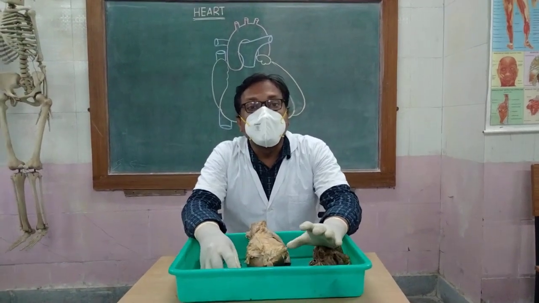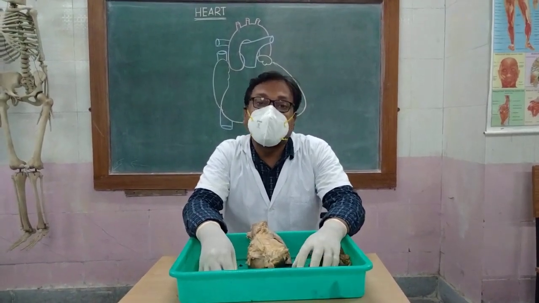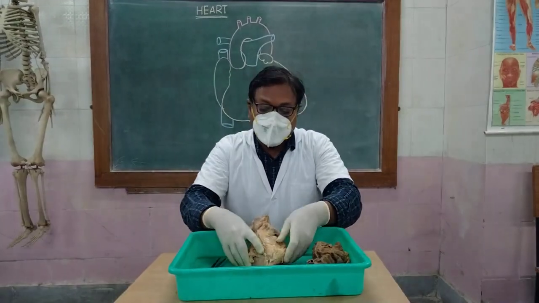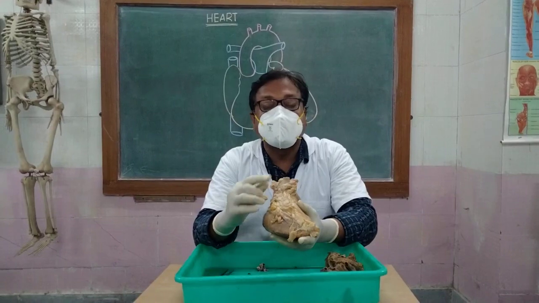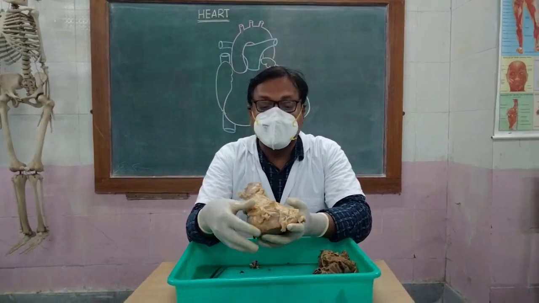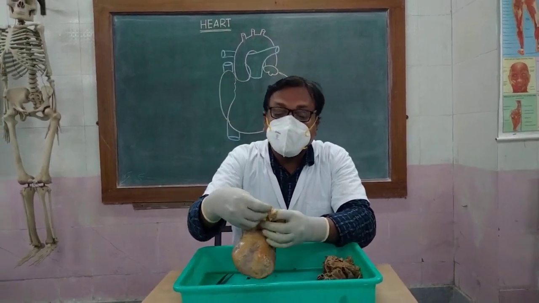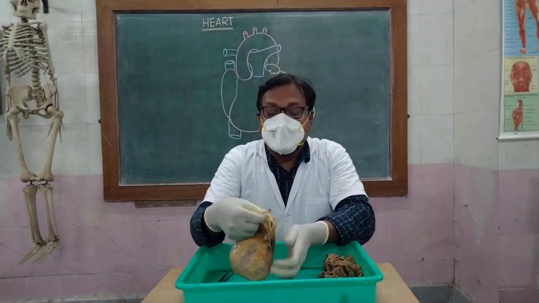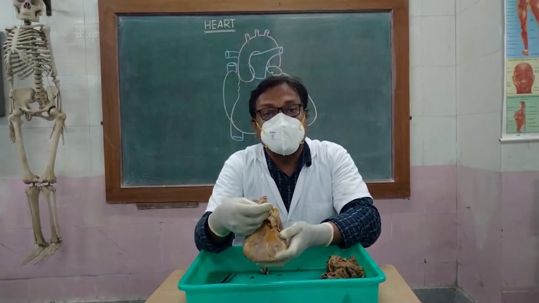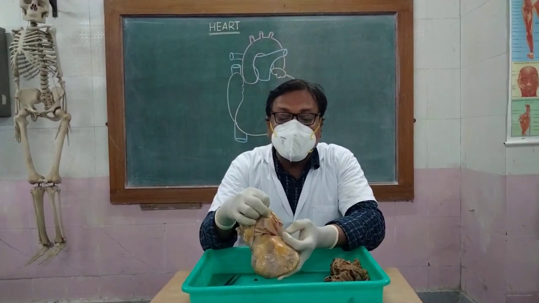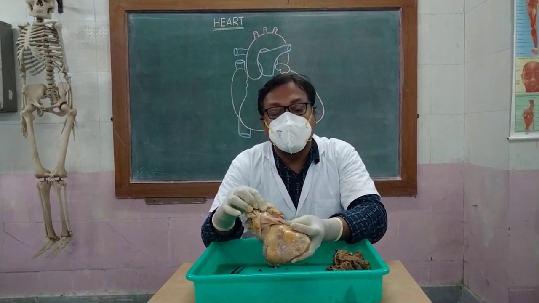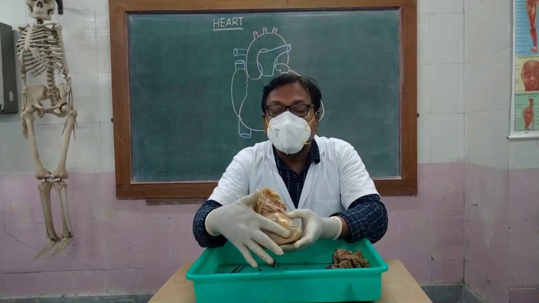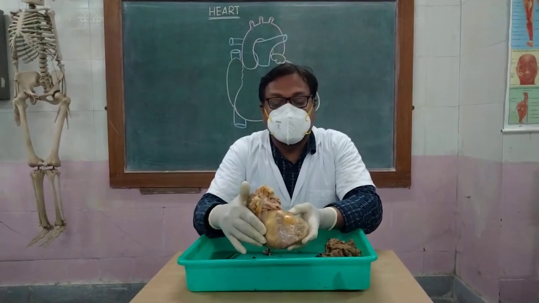This is your demonstration class on heart. This is the specimen of heart along with some other associated structures like these sheet-like structures. This is the fibrous pericardium along with the parietal layer of the serous pericardium. Visceral layer covers the heart.